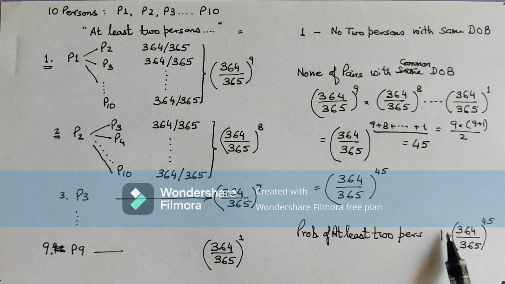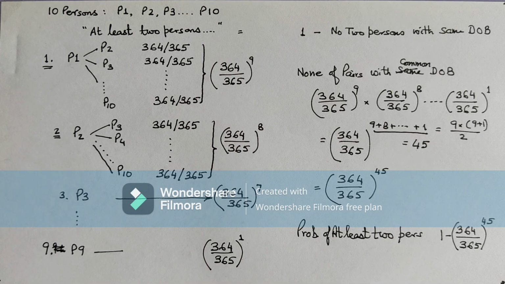1. 364 by 365 raised to any power, no matter how large, will never become 0, and 1 minus this will never become 1. So with 366 persons in the room, this logic says the probability of having at least two persons with the same date of birth is still not 1.